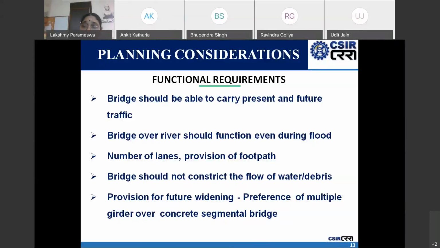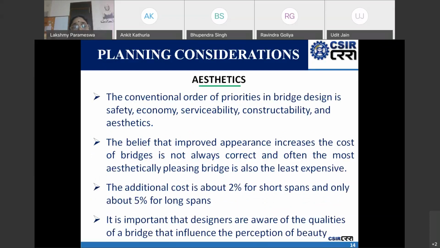have to go for a parallel bridge, or if it is a T-girder bridge, then we may be able to add one more T-girder and extend the width of the superstructure without much problem. So the future widening provision also should be kept in mind when we are doing the planning.